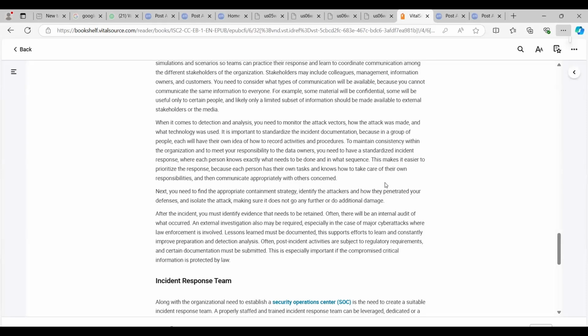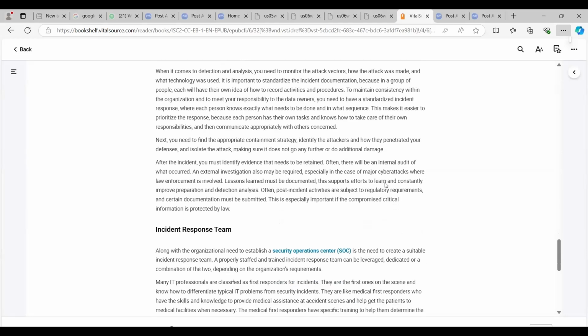To maintain consistency within the organization and to meet your responsibilities to the data owner, you need to have a standardized incident response where each person knows exactly what needs to be done and in what sequence they need to carry it out. This makes it easier to prioritize the response because each person has their own task, knows how to take care of their own responsibilities, and then communicate appropriately with others concerned.